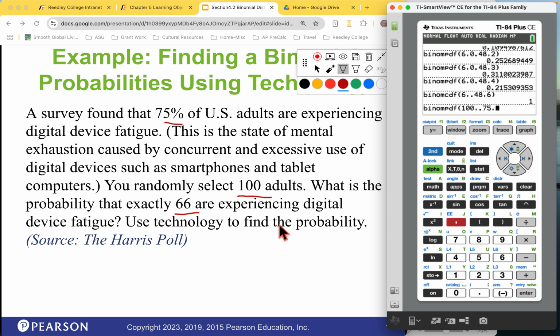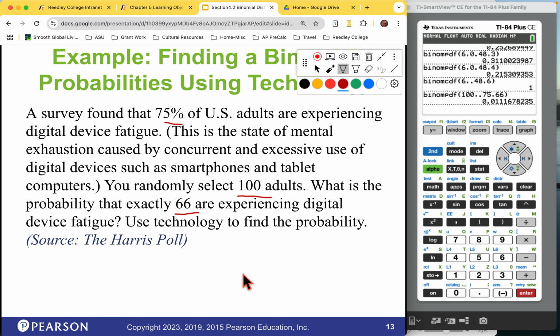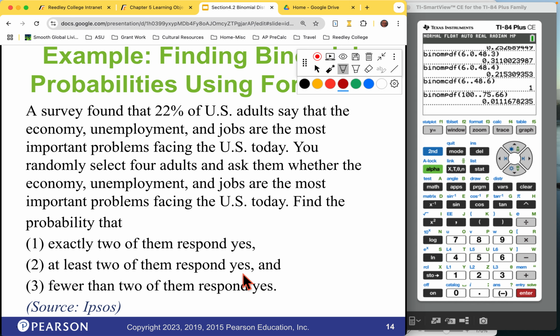Now, if you're putting this in the formulas, remember that would be like an exponent of 66. And this is set up. It tells us about 0.011, so 1.1% for exactly 66. That kind of makes sense, if you got 100 things going. Okay, so we can get these values, and those are the two features we need to use.